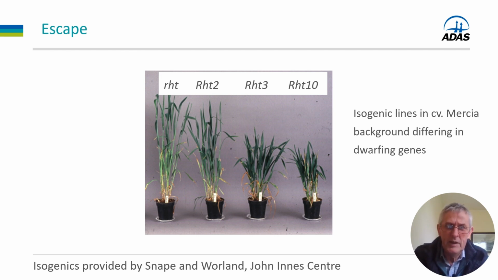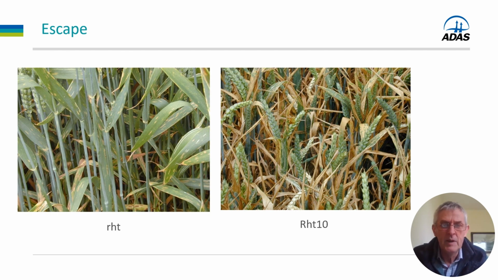And when we grew these lines in replicated plots in the field, this was the outcome. So if it was grown in a site where there was moderate or high disease risk, the Mercia without dwarfing genes on the left looked something like this, whereas the extreme dwarfing line RHT10 looked something like the image on the right, and the difference is entirely due to Septoria tritici.